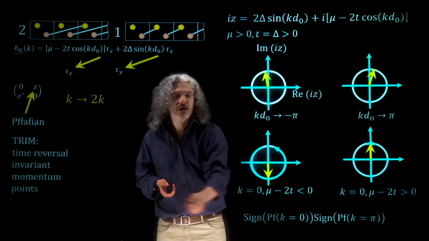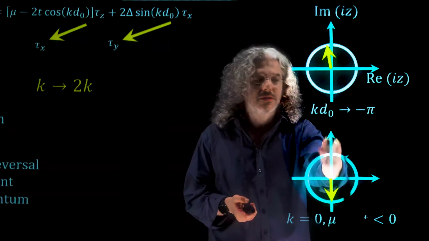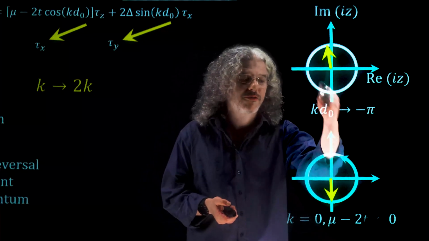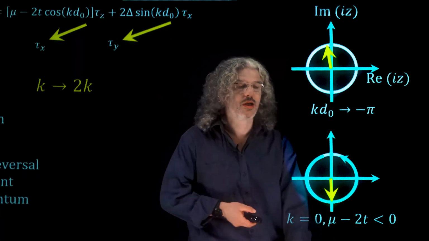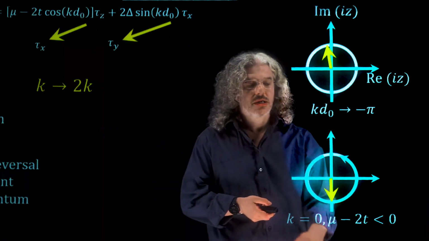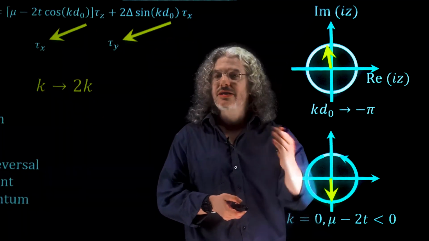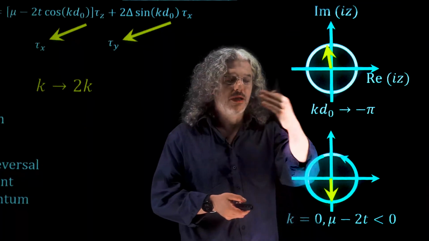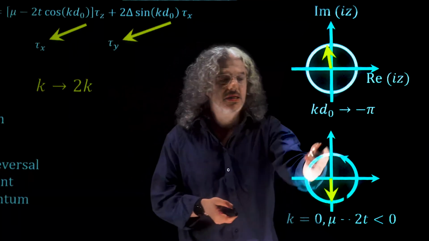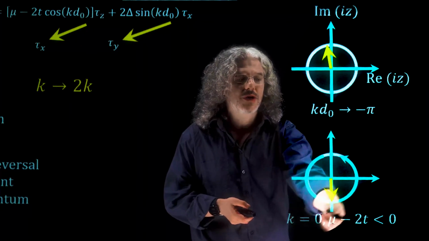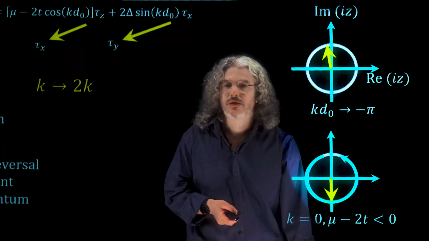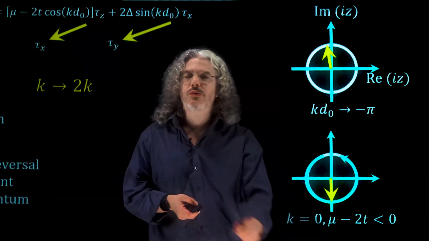So if we have 2k, we will go twice around the circle, and so after pi, it will be in the positive direction. The two Pfaffians will be equal to each other, and we'll conclude that it's not topological. So the sign of the Pfaffian just tells us if we have an even number of windings or an odd number of windings, and we really have to follow this z as a function of k in order to find the actual winding of the system. So thank you, and we'll continue in the next video.